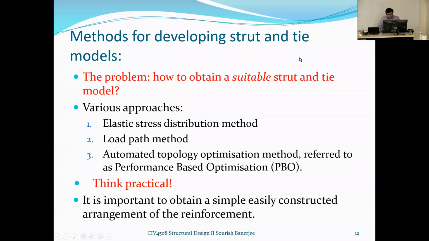Now let's look at how we can develop these Strut and tie models, because what we have understood is, yes, we can develop a Strut and tie model and then analyze this structure. But the question is how to develop this Strut and tie model, isn't it? So you can see that I have written here about various approaches: elastic stress distribution method, load path method, automated topology optimization method, referred to as the performance-based optimization method, or PBO.